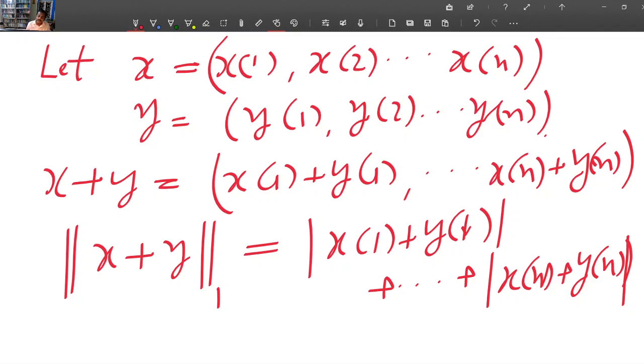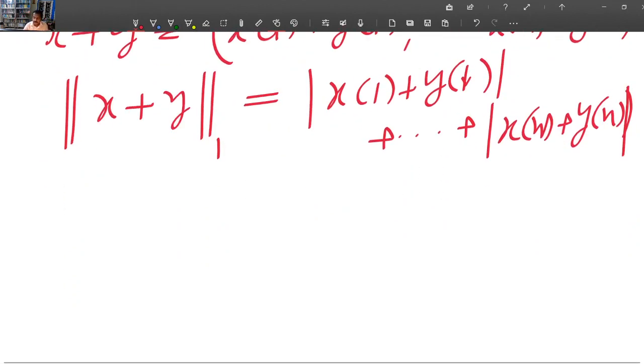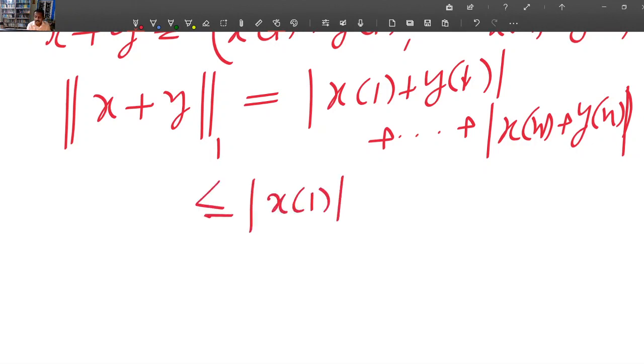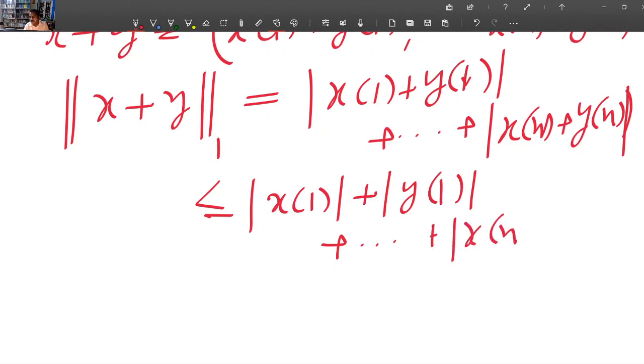So we have this x of n plus y of n. By applying the triangle inequality on the components, this is less than or equal to modulus of x of 1 plus y of 1, plus etc., plus modulus of x of n plus y of n. So this is modulus of x of n plus modulus of y of n.